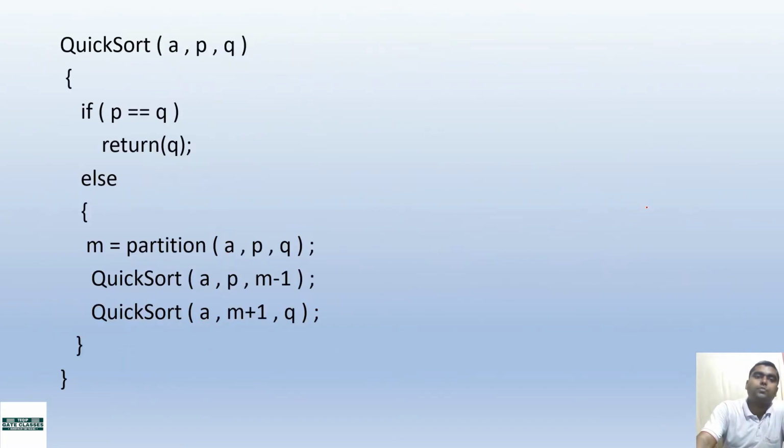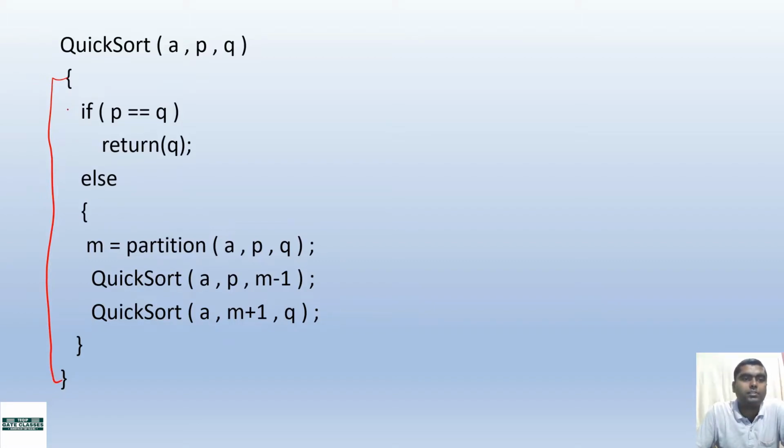Now come to the actual quicksort algorithm. What are we supposed to do? This is the quicksort algorithm. This is the initial condition or termination condition. A is the array, P is your start index, and Q is your last index.